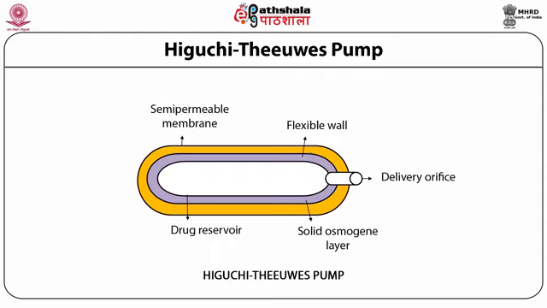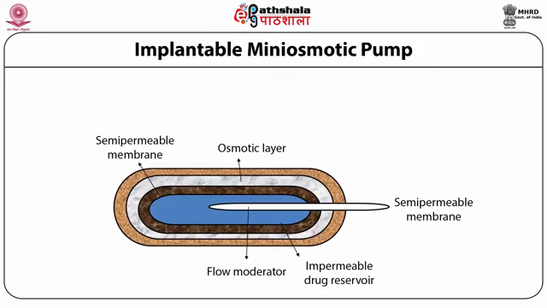So once the permeable membrane allows the water to go in, it further dissolves the solid osmogen. The solid osmogen creates pressure onto the flexible wall, and that pressure exertion is a sort of pushing the drug from the orifice. Among the category of implantable pumps, the last one, another example, is the mini osmotic pump.